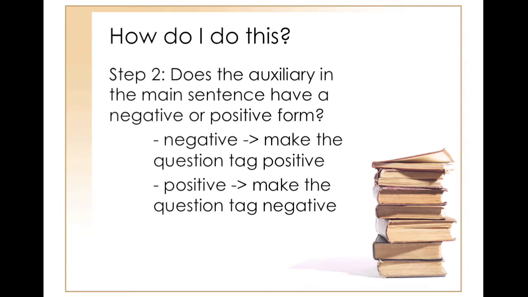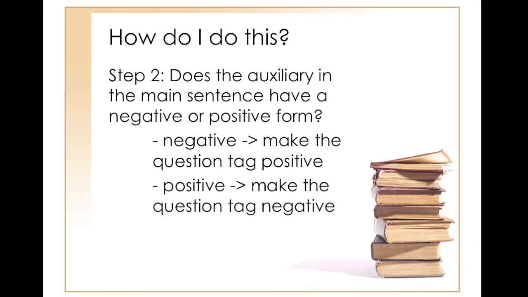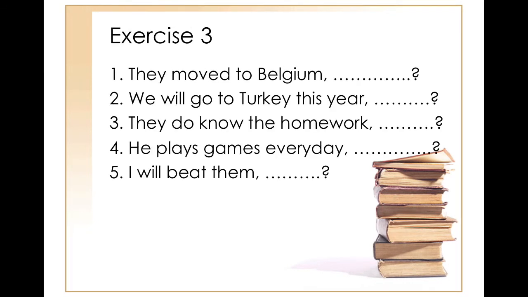Step 2 is to see and look if the auxiliary is in a positive or a negative form. If it's the negative form, you have to make the question tag positive. If the main sentence has a positive form, you have to make the question tag negative. The last step is to repeat the subject of the main sentence. And that's how you make a question tag. Let's practice this. Exercise 3 combines both auxiliaries and non-auxiliaries. It's up to you to decide what your question tag should look like. Good luck!